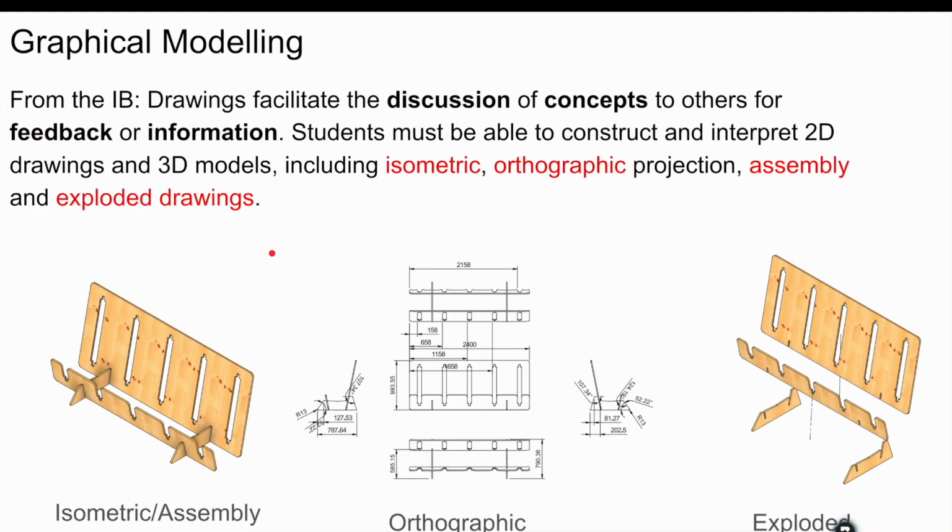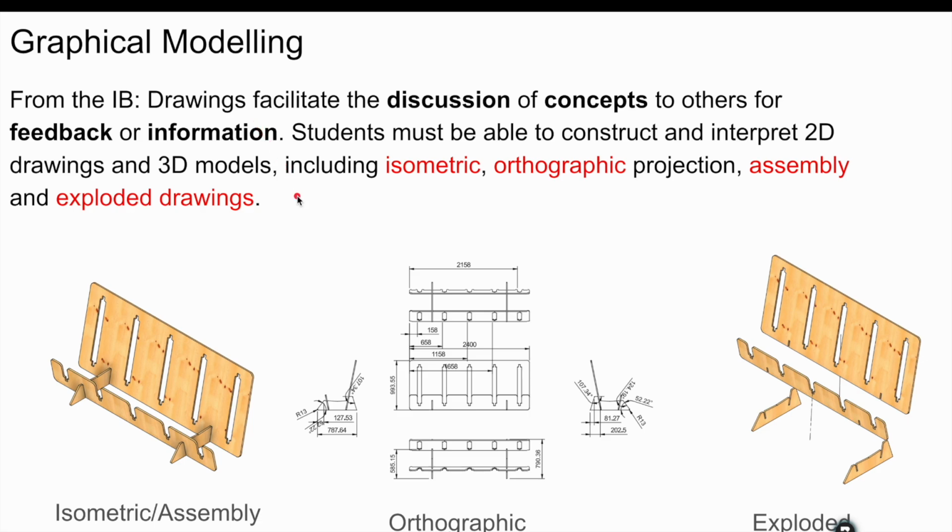So we're going to talk about graphical modeling, and this is the first type of prototypes that we want to talk about. And so drawings facilitate the discussion of concepts to others for feedback and information. Students must be able to construct and interpret 2D drawings and 3D models using isometric, orthographic projections, assembly, and exploded drawings. Notice that it's saying that we are discussing concepts and getting feedback.